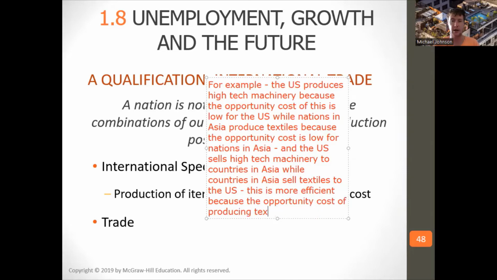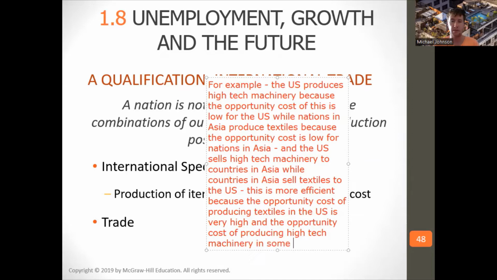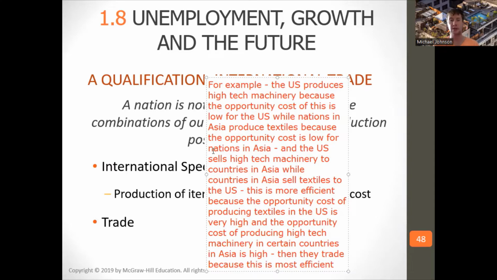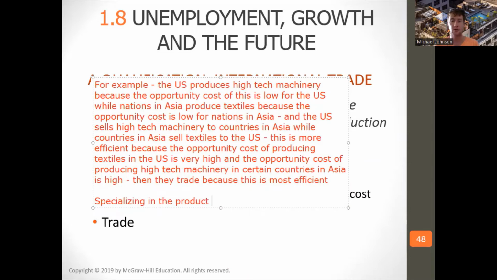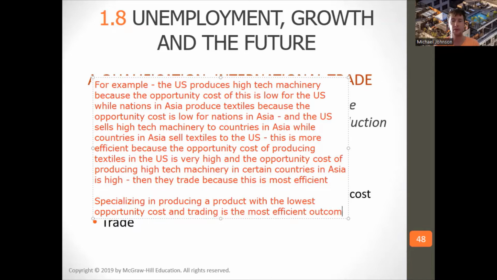This is more efficient because the opportunity cost of producing textiles in the US is very high, and the opportunity cost of producing high-tech machinery in certain countries in Asia is high. So then they trade because this is most efficient. Specialization and trade is most efficient. So specializing in producing a product with the lowest opportunity cost and trading is the most efficient outcome with trade.